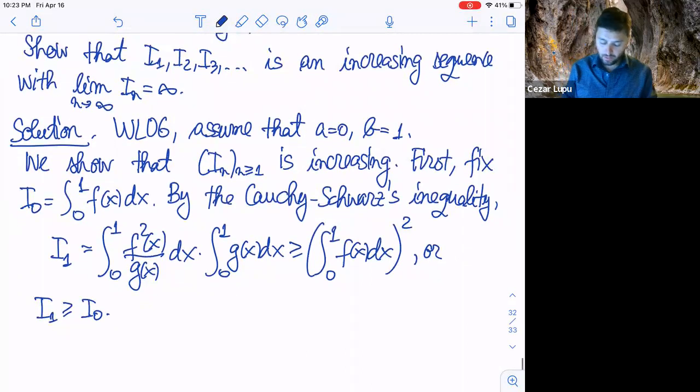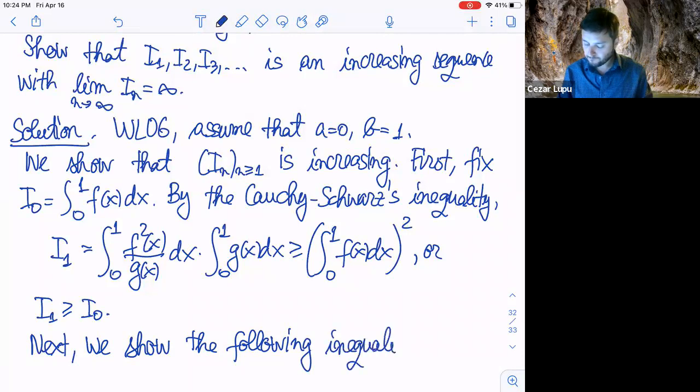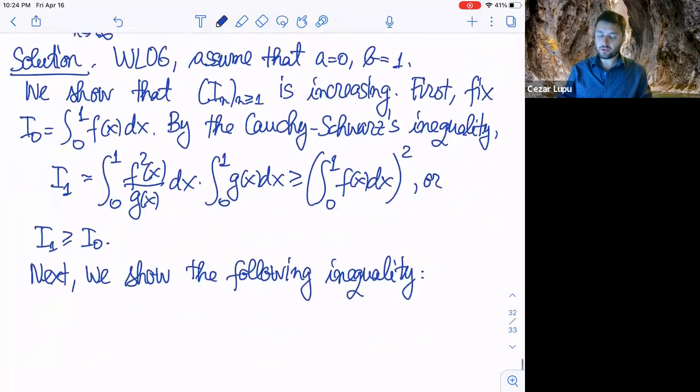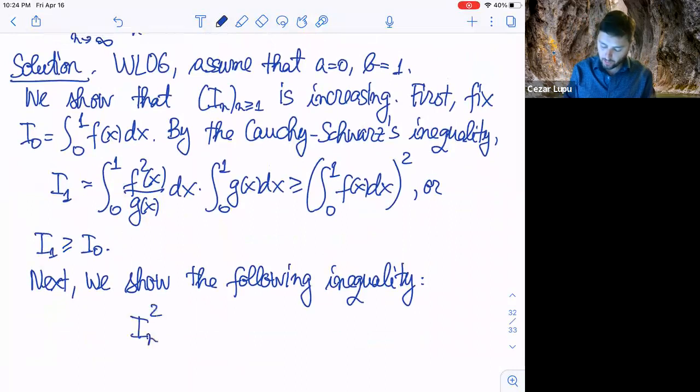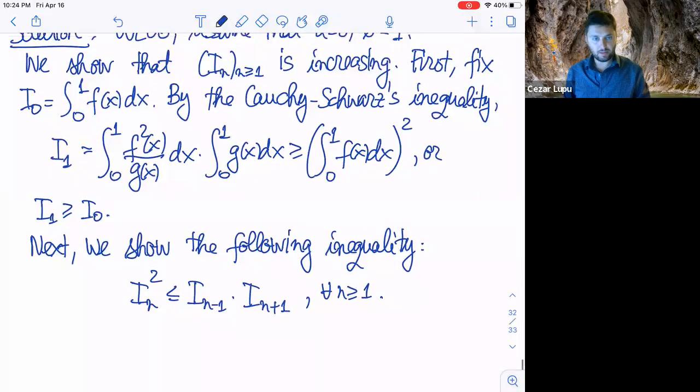And now, next, we show the following inequality. And you'll see why I use this trick. I'm going to show that I(n) squared is less or equal than I sub n minus 1 times I sub n plus 1 for all n. Great. And you will see immediately why this is important. Let me denote this by star. So first, let's show this inequality.